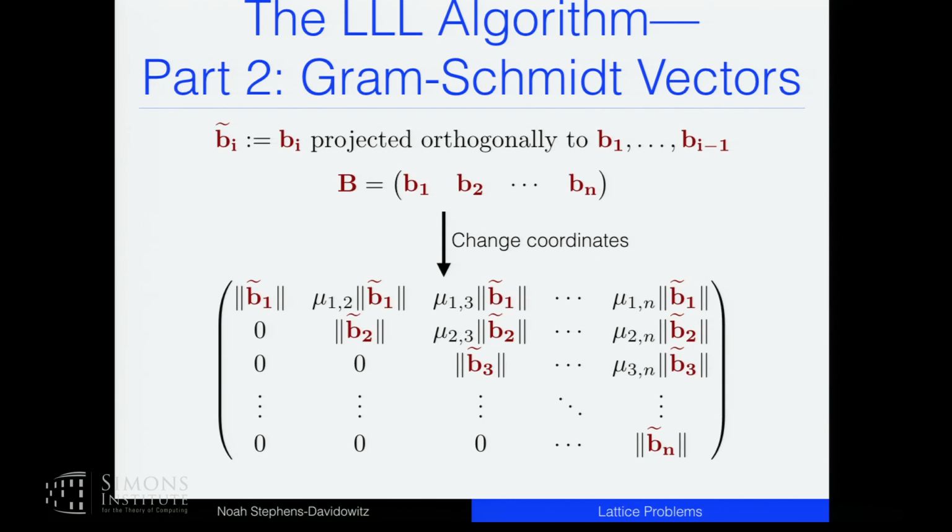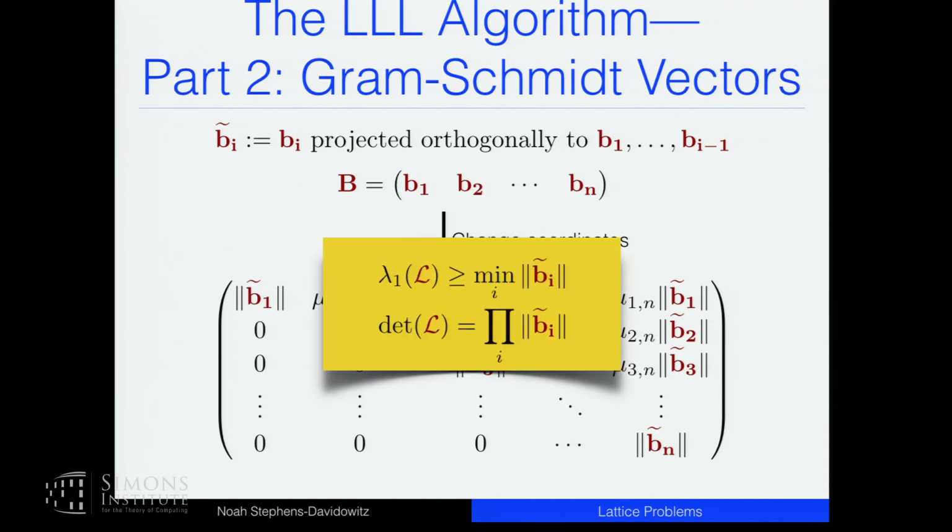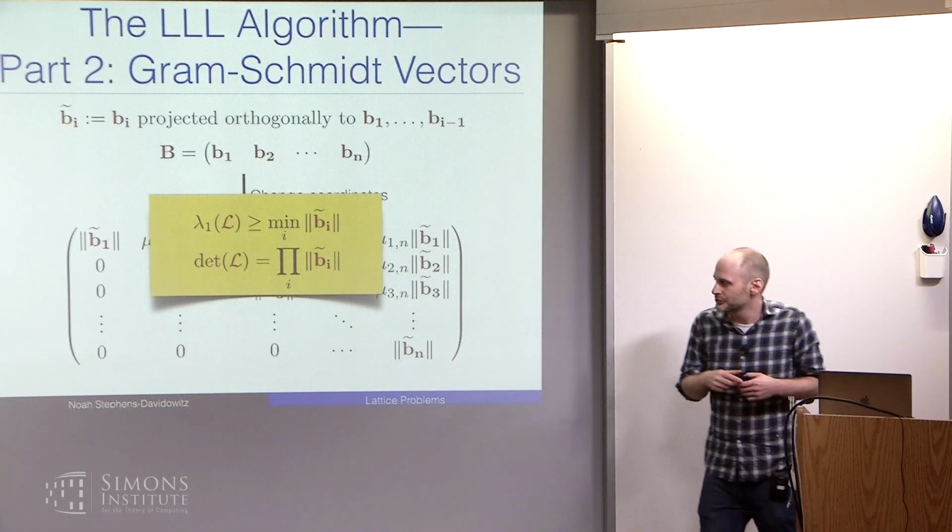I've generalized the mu that I had earlier. Now I have these mu ij's for the component of the jth vector in the ith direction. And the two properties of the Gram-Schmidt that I showed in 2 dimensions generalize. So lambda 1 of the lattice is at least the minimal length of any of the Gram-Schmidt vectors. And the proof is exactly the same. It has to have a non-zero coordinate somewhere. And the determinant is the product of the Gram-Schmidt vectors.